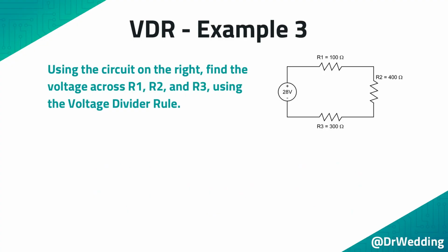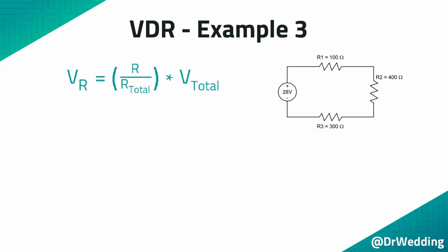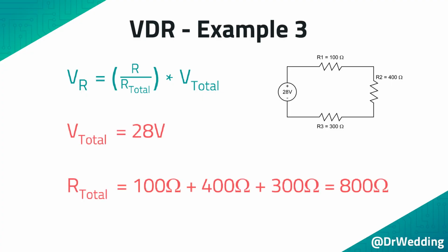Here is the third example, and as in the previous two examples, this circuit was already solved in the previous video. Using the circuit on the right, find the voltage across R1, R2, and R3 using the voltage divider rule. You may wish to pause the video and see if you can solve it on your own. After you are done, you can restart the video for the solution. Start by writing down the voltage divider rule. Find V total and R total as before.